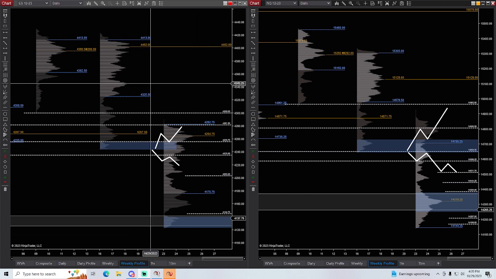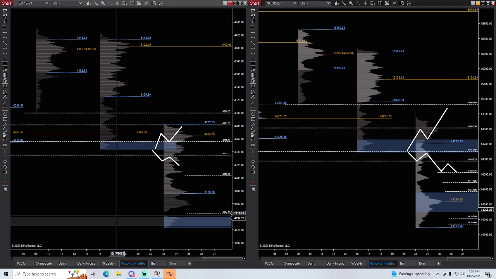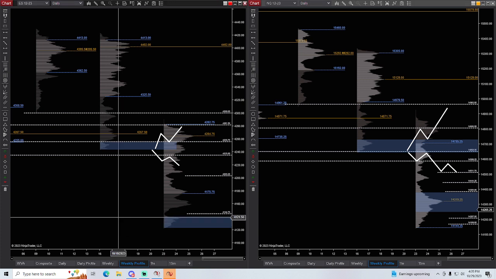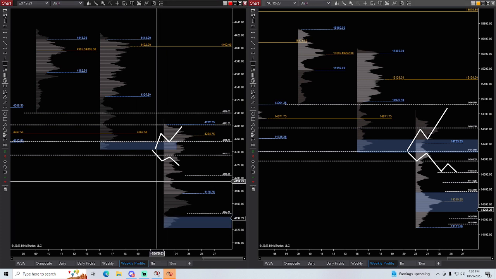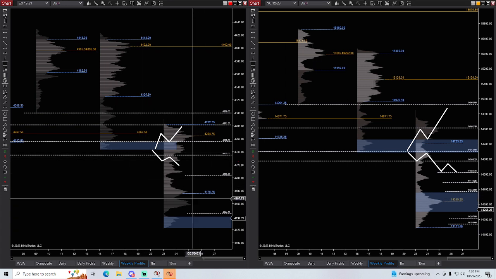Again, this is the S&P on the left side of the screen, Nasdaq on the right side. What I always like to do is highlight my value areas right at where price closed the previous week. As you can see, I have them highlighted. These are weekly profiles currently.